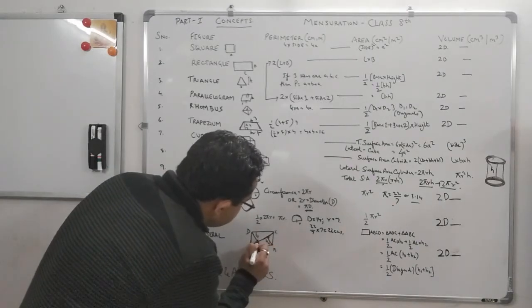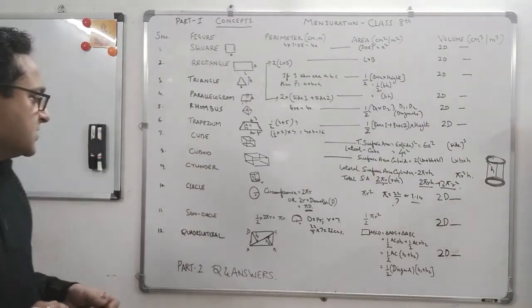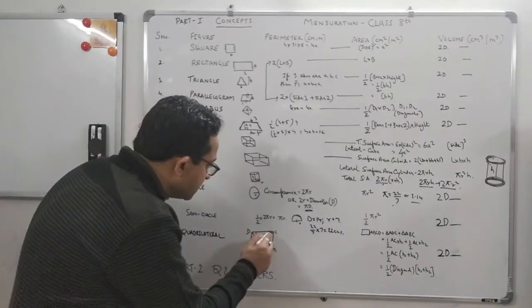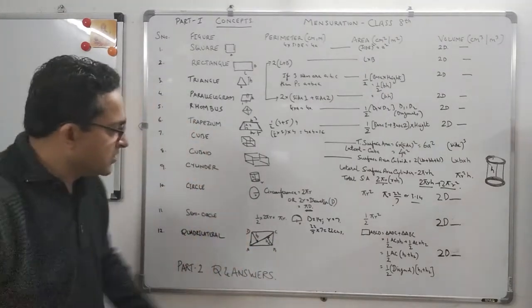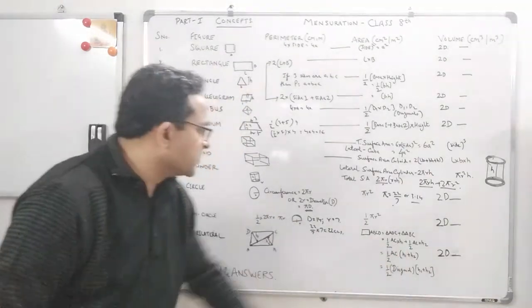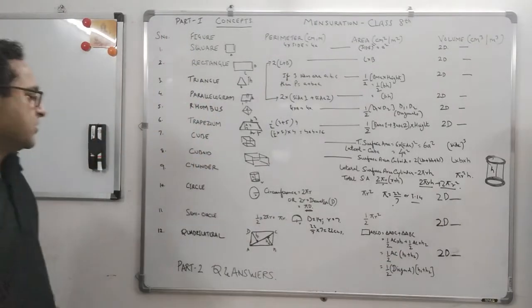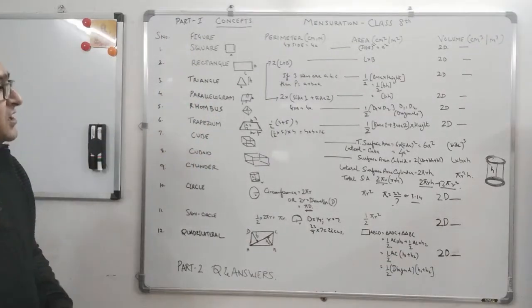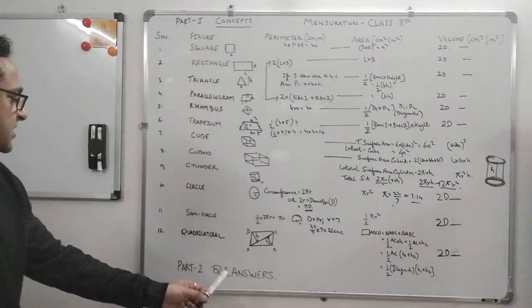Now remember, in a quadrilateral it is half into AC. See, AC is common here. So what is the area of a triangle? Half base into height, half AC into H1, plus half AC into H2, which means AC is common, the diagonal is common, into H1 plus H2. This is the formula for quadrilateral. Area of quadrilateral is half into diagonal into H1 plus H2. Very important.